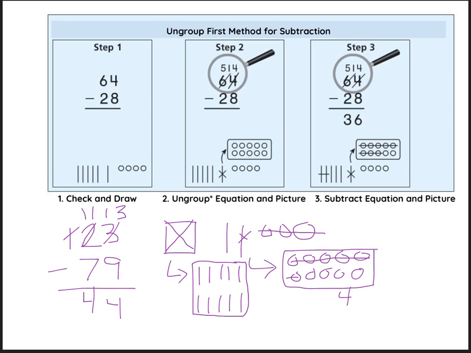I also need to subtract 7 tens. So I'll subtract this 10, 5 more tens. Now I've subtracted 6 tens, and then another 10. And that leaves 4 tens left, which is actually the number 40. So I can see I have 40 and 4, which is the same as my answer of 44. That is the Ungroup First method for subtraction.